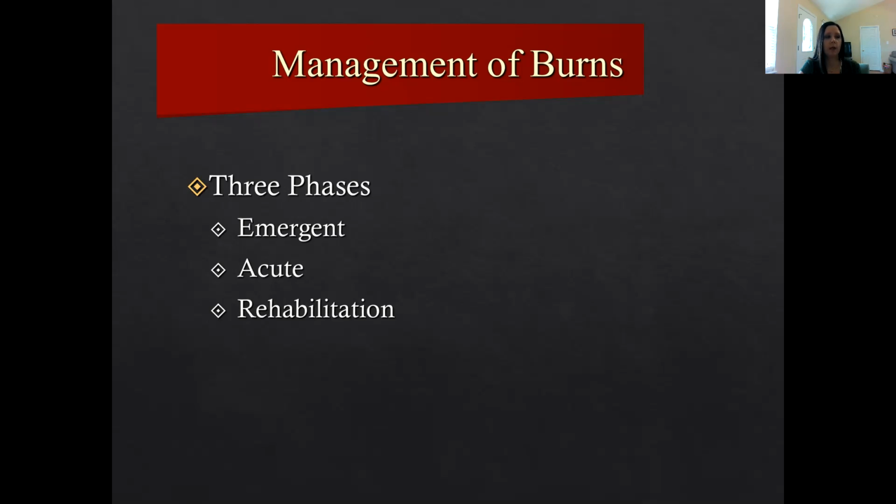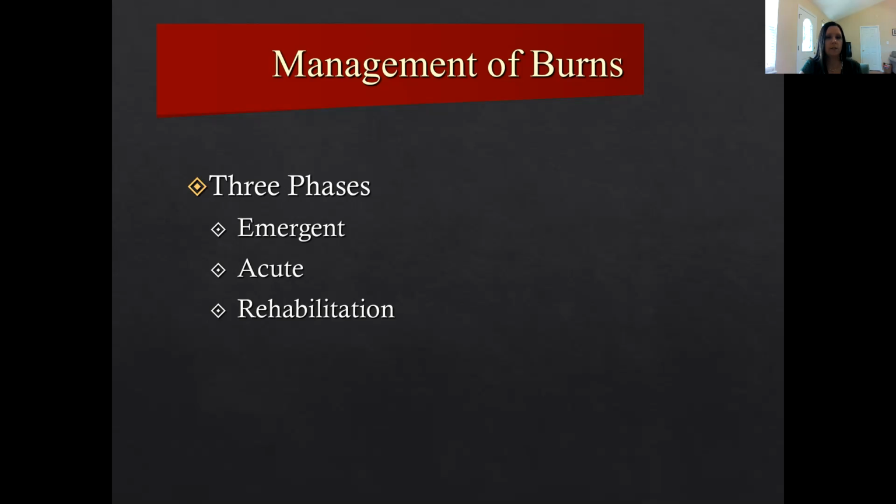Priorities are wound care and wound closure during the acute phase, prevent and treat complications such as infection or pneumonia or acute kidney injury, and then nutritional support. So remember, the acute phase ends with the major wound closure, we need nutrition. So nutrition is big in this acute phase.